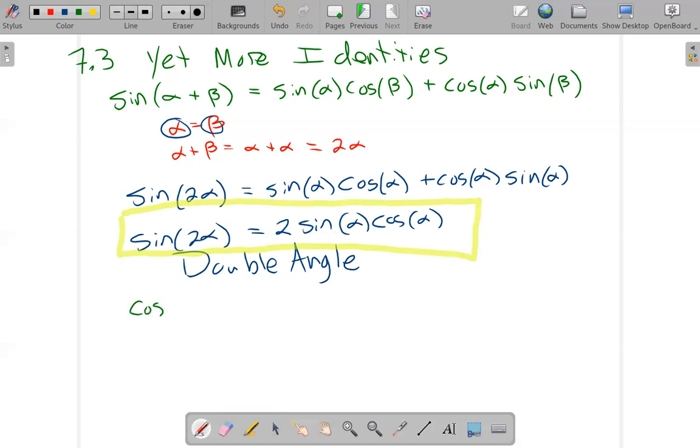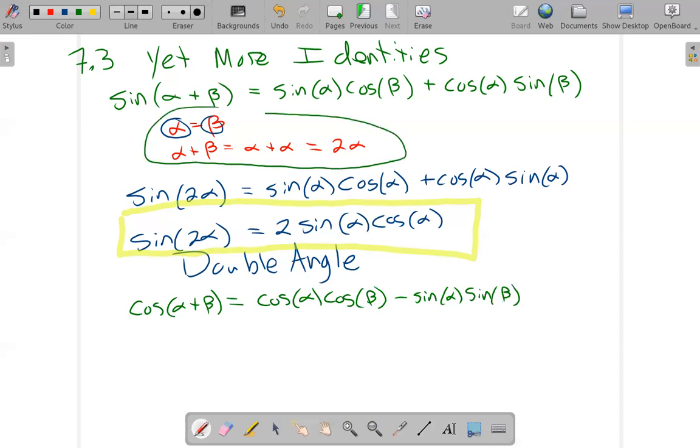So cosine of alpha plus beta is equal to the cosine of alpha cosine of beta. But the cosine doesn't get the signs right. If there's a positive here, there's a negative there. Now we switch to sine alpha sine beta. And then same thing, we're going to apply this logic up here. We're just going to let alpha and beta be equal. So these are all alphas.